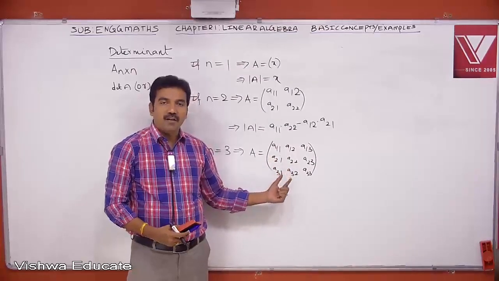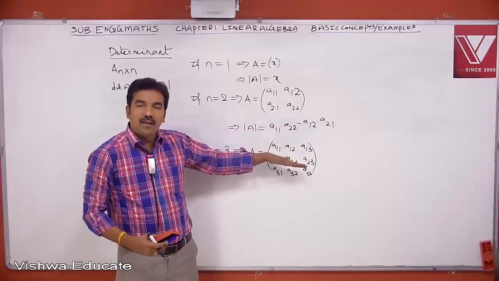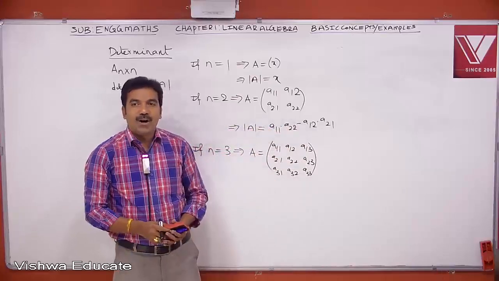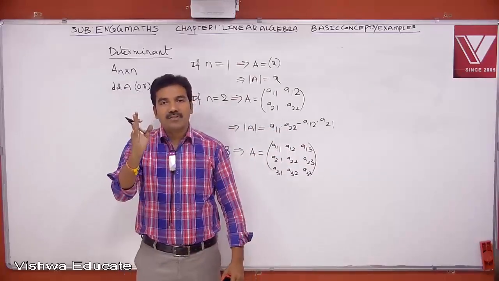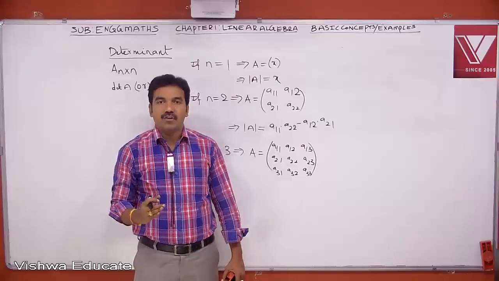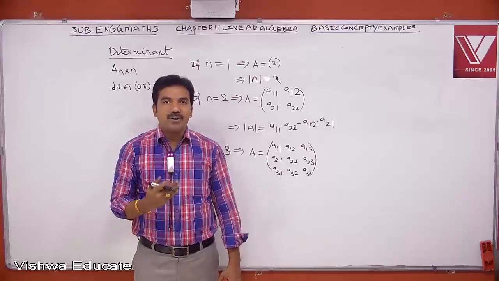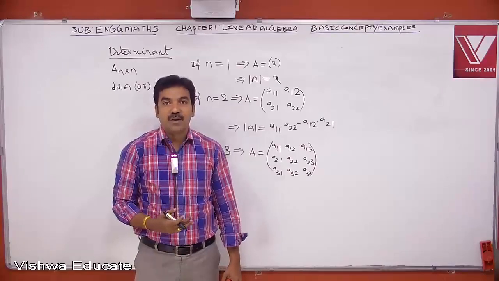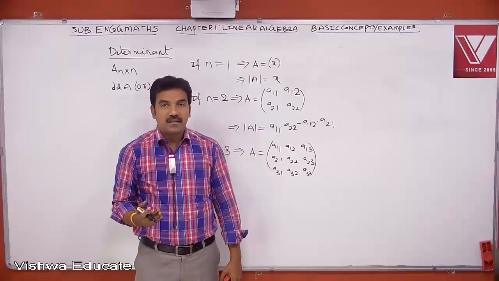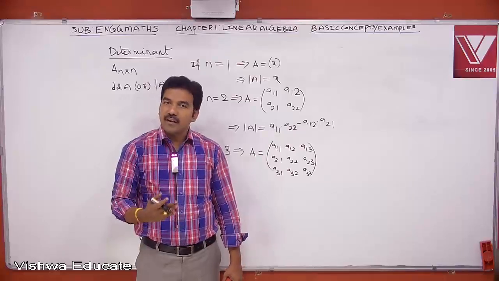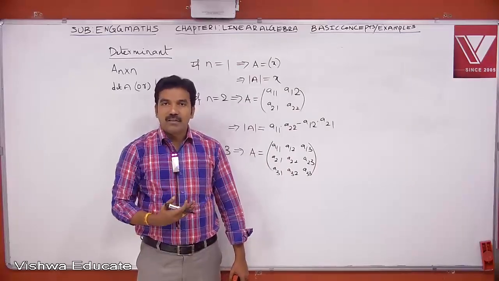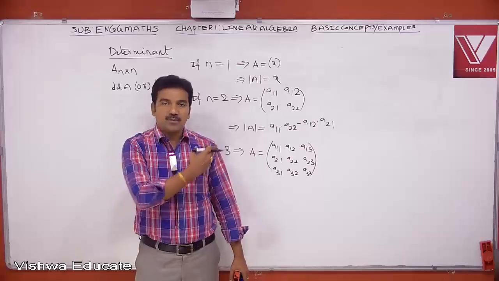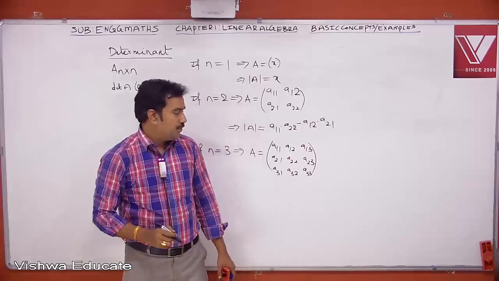I can expand its determinant value by using the first row, or the second row, or the third row, or by using the first column, or the second column, or the third column. So if you want to find the determinant of a 3 by 3 general matrix, we have 6 different ways. Whatever way you follow, the final result must be the same. Now let me write the formula to expand its determinant value by using the first row.